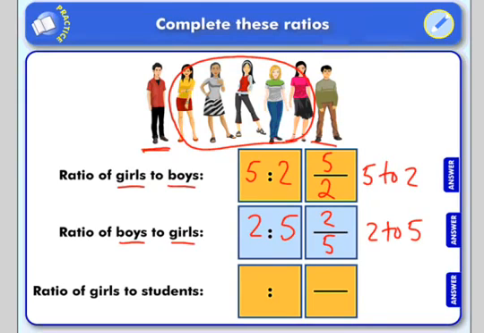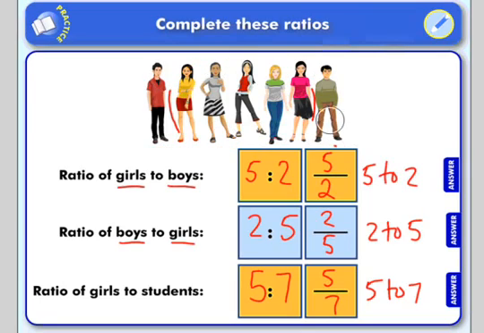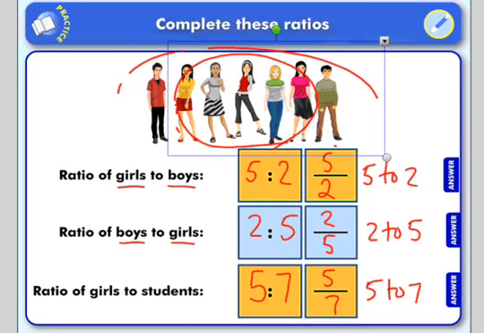Let's look at our last example. The ratio of girls to students. Well, there are 5 girls and total students there are 7. And we can write that three different ways, 5 to 7. Now, is that part to part or is that part to total? Well, we're comparing the girls, which is a part, to the total number of students in the class. So that's a part to total ratio.